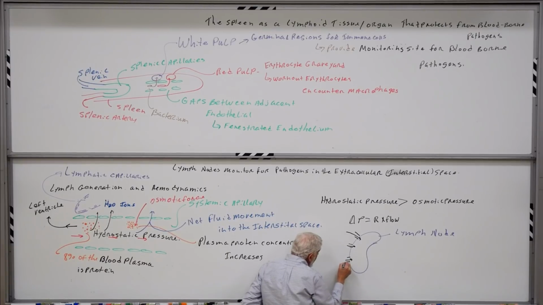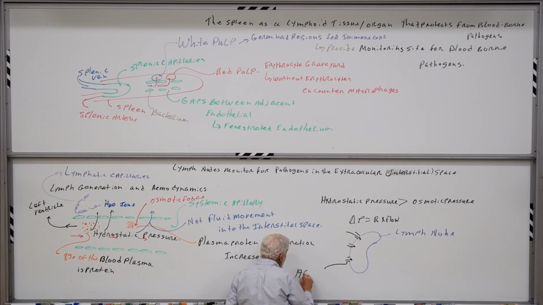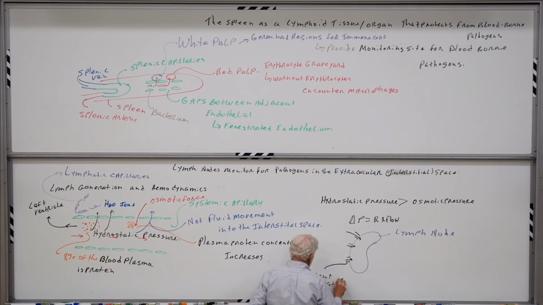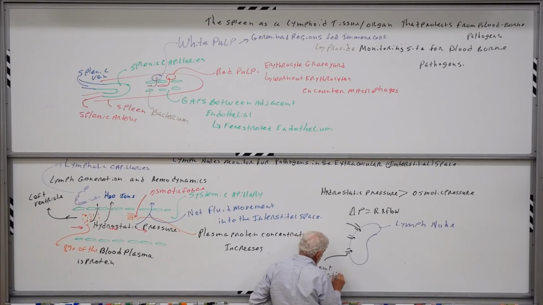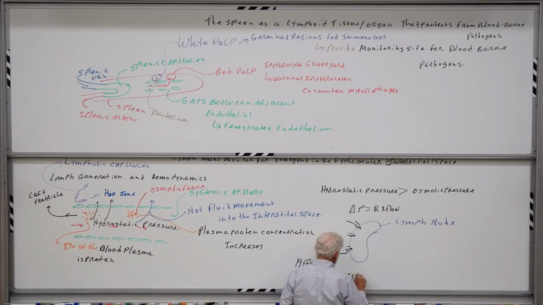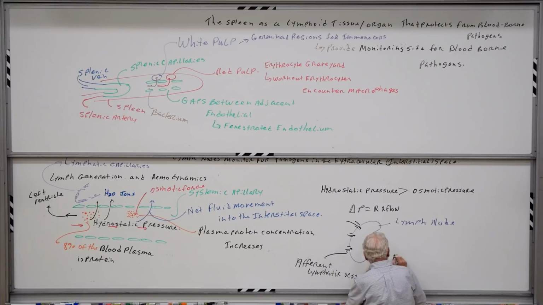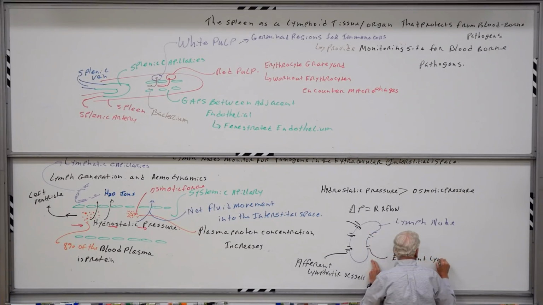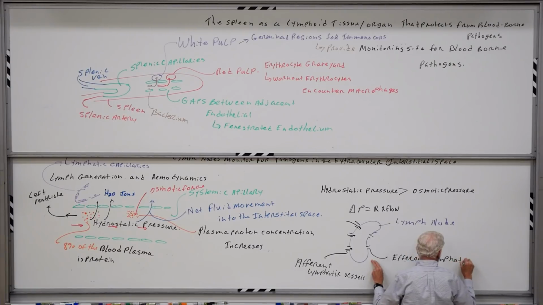into the lymph node. The flow of fluid comes in through the so-called afferent lymphatic vessels. And it leaves here through a series of vessels known as the efferent lymphatic vessels.